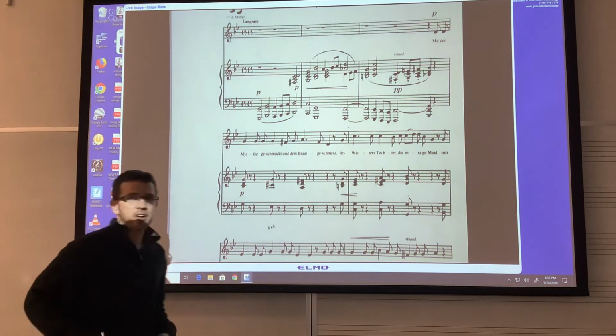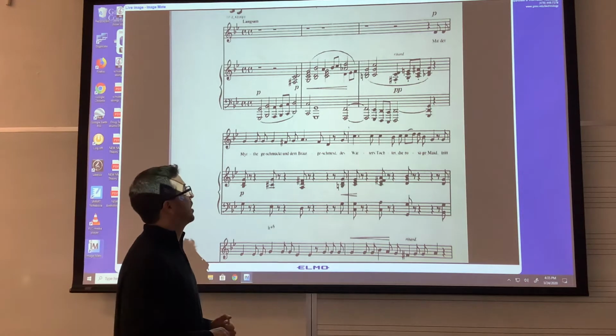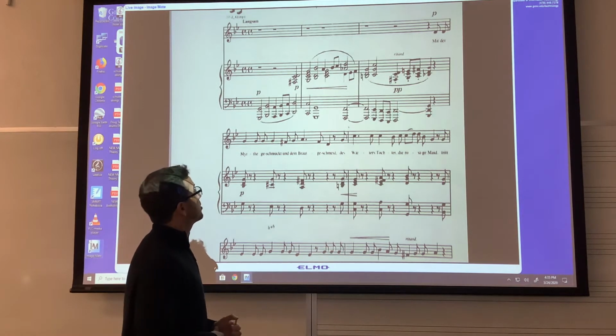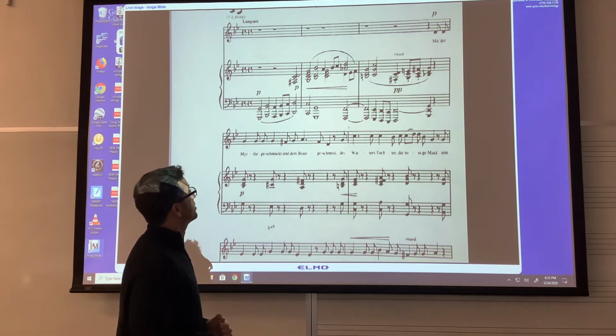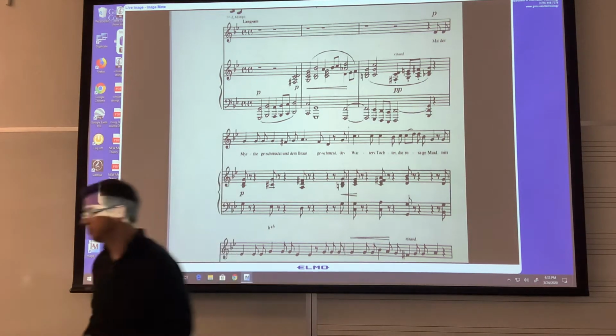Now, on this one, I don't want to go through every single chord. We're going to just look at a few spots. The first spot I want to look at, though, is on the downbeat of this third measure.